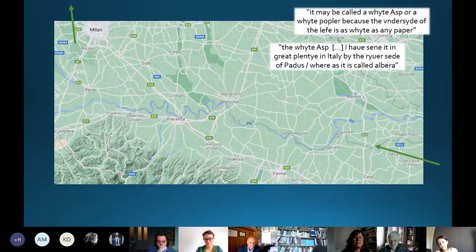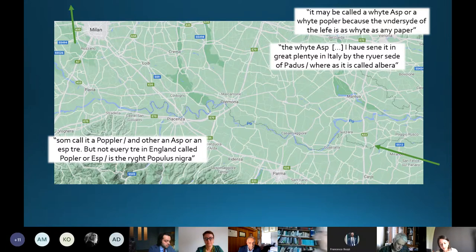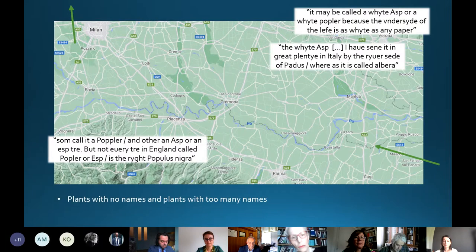The name derived from an observable physical characteristic of the plant. And Turner further remarked that in England, the populace is called with many names. Some call it poplar and others call it asp or an asp tree. But not every tree in England called poplar or asp is the right Populus nigra. And he attempted to clarify the situation by differentiating species based on the different habitats in which they could be found. Already from these comments, we can see some of the problems connected with vegetal nomenclature in this period, which is plants with no names and plants with too many names.